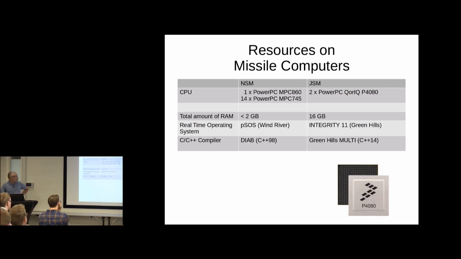The JSM uses two of the PowerPC QorIQ P4080. That is an 8-core CPU, so that gives us a total of 16 cores. And we use the INTEGRITY-11 operating system from Green Hills on that, together with the Green Hills MULTI compiler, which currently supports C++14.